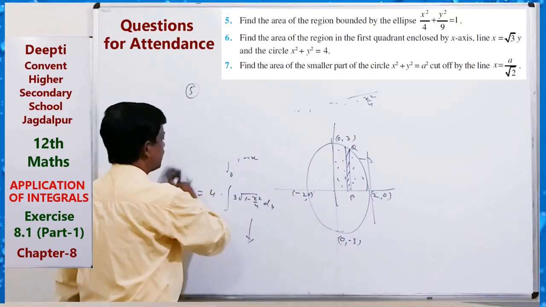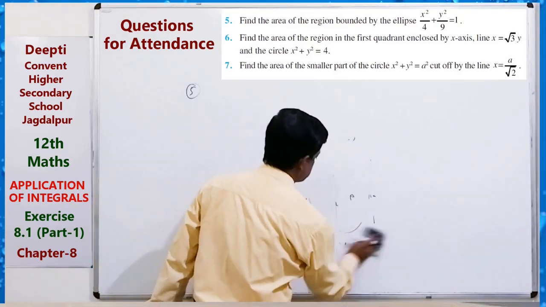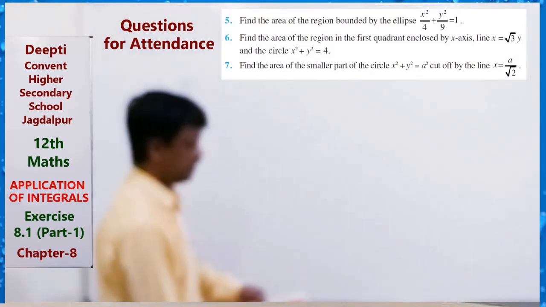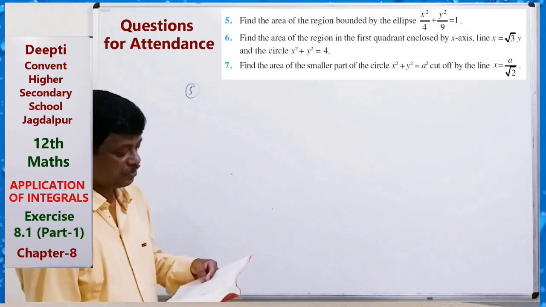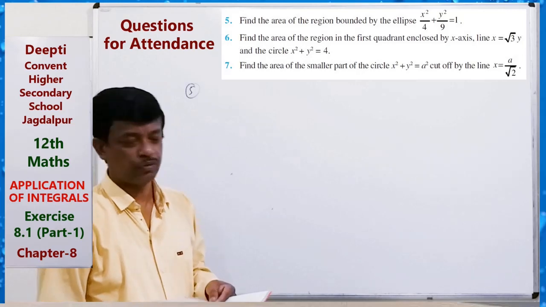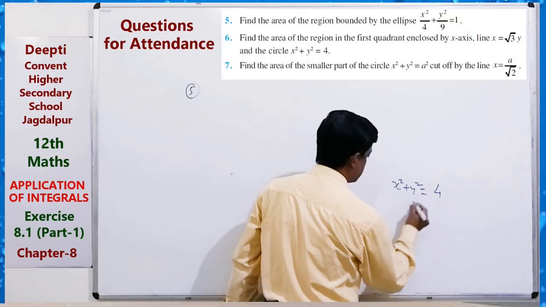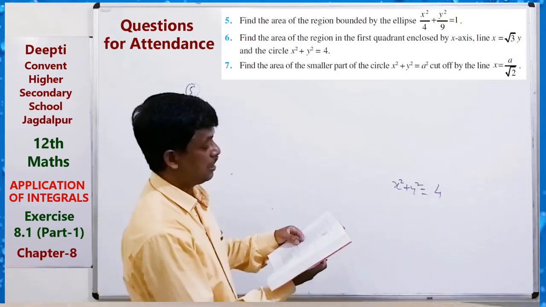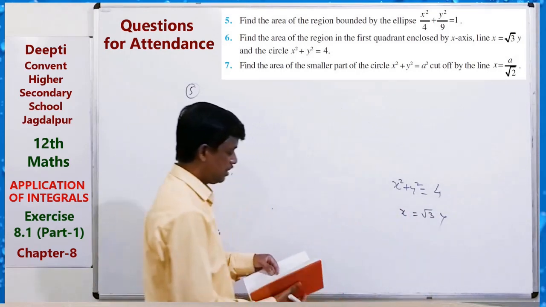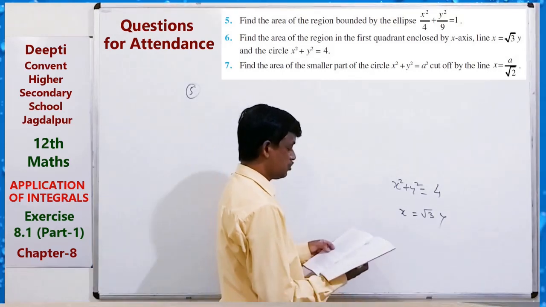Question is simple, so you have to do it. Now question 6. See what the question is here. Find the area of the region in the first quadrant enclosed by the x-axis, the line x equals root 3 y, and the circle x square plus y square equals 4. Here we are given x square plus y square equals 4, this is the circle. The line is x equals root 3 y. This is the line, and also the circle and the x-axis in the first quadrant.